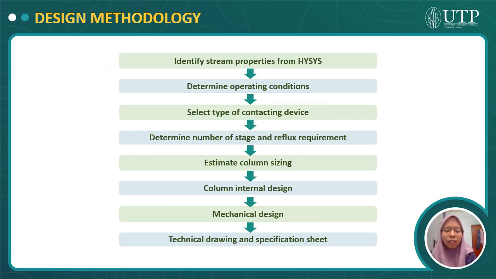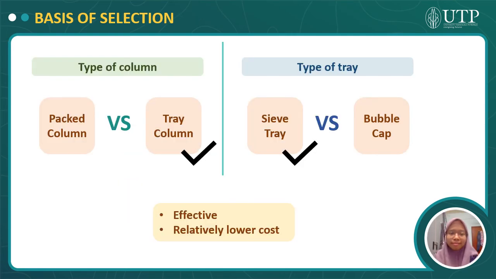Hi, I'm Aina, and I will be presenting about the design of distillation column C101. The design methodology is to first identify the stream properties from HYSYS, followed by determining operating conditions. Next is to select the type of contacting device and to determine the number of stages and reflux requirement. Following that, we need to estimate the column sizing as well as the column internal design and mechanical design. Last but not least is to come up with a technical drawing and a specification sheet.